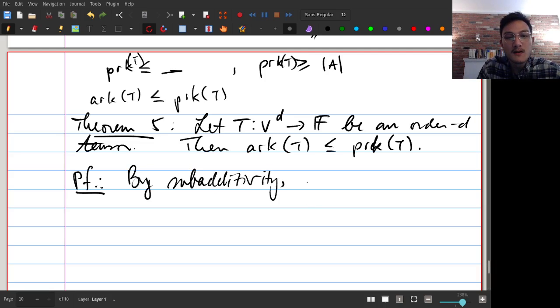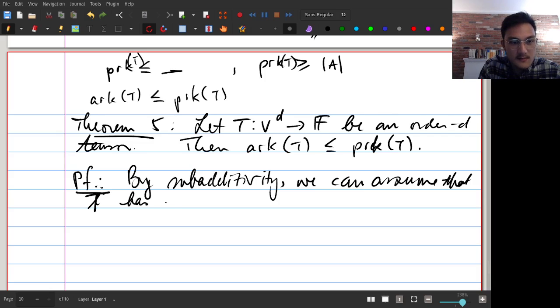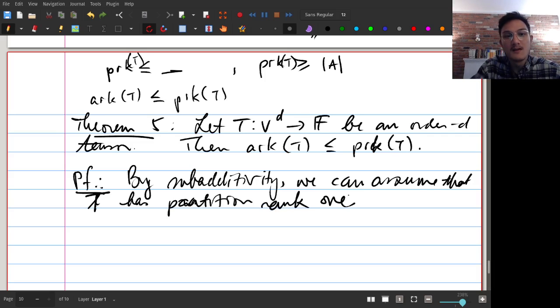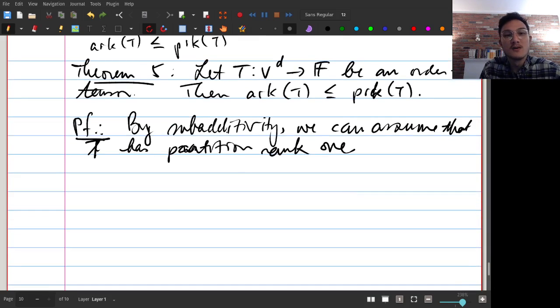Okay, we can assume that t has partition rank 1. All right. Why can we do that? Because we're going to assume that the partition rank of t is something, and we're going to show the analytic rank is less than that.